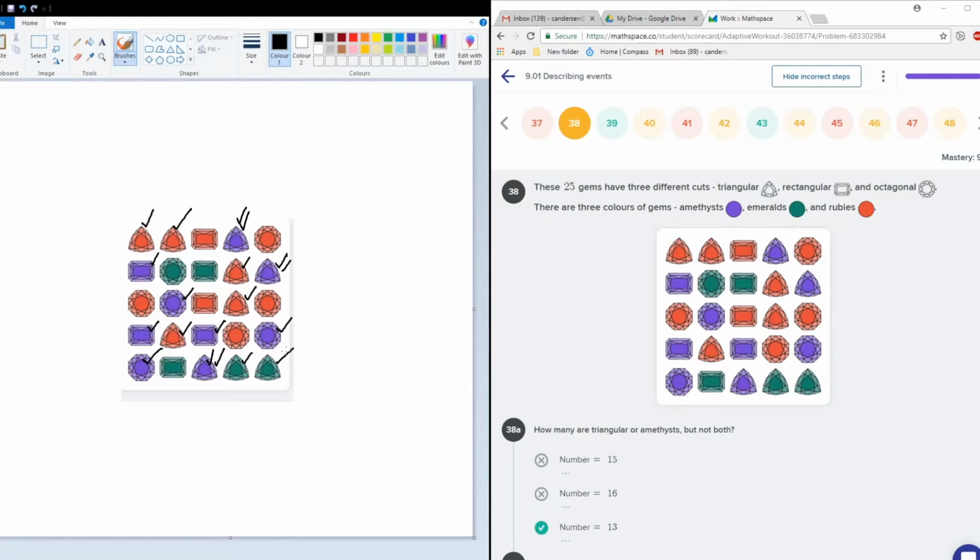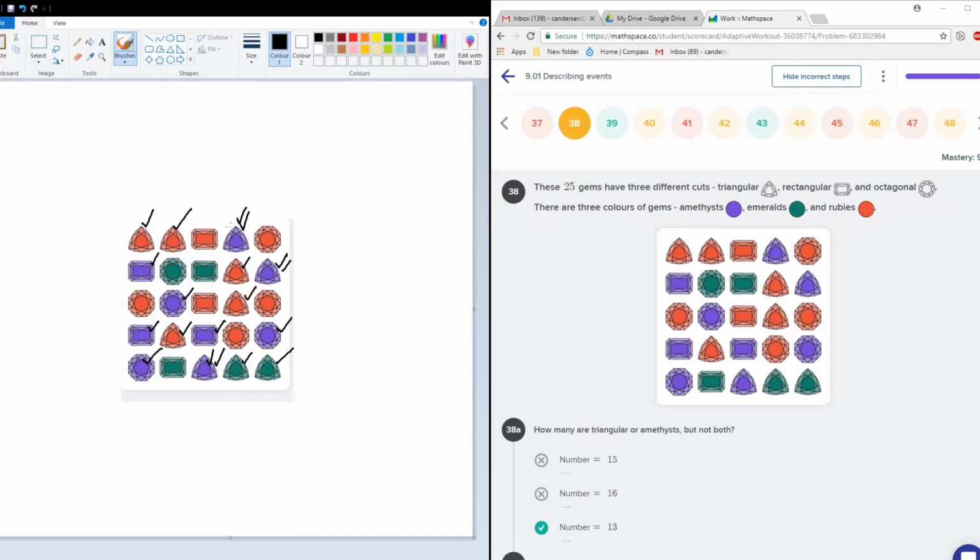Now you can see here, I have purposefully marked each one so that I know which ones I've counted and which ones I haven't. So I can then quickly see if there's any mistakes. Now, this question asks for, are they triangular or amethyst but not both? Now, this tick process works really well because if they are both, they will have 2 ticks.